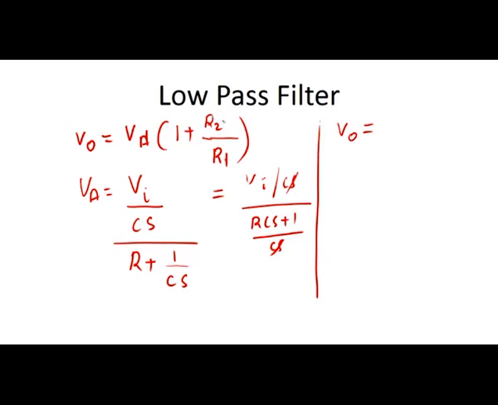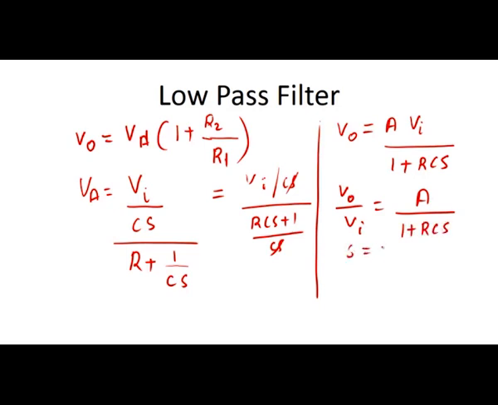I am taking 1 plus R2 by R1 as A, and I am substituting the value of Va which I have calculated here, Vi by 1 plus RCS. Now V naught by Vi is given as the gain of the amplifier A divided by 1 plus RCS. So, here we are representing the terms in S domain.